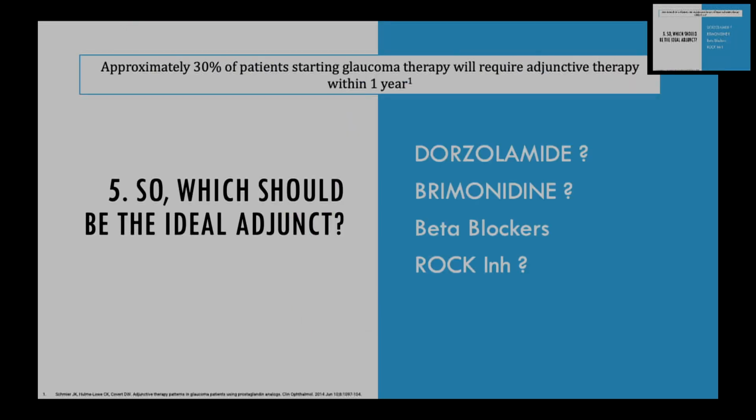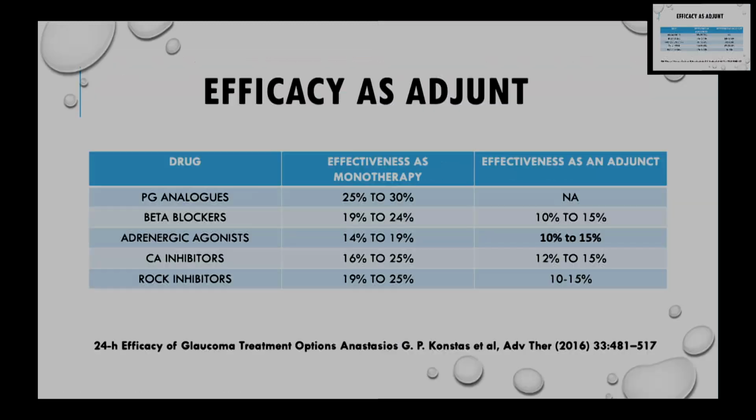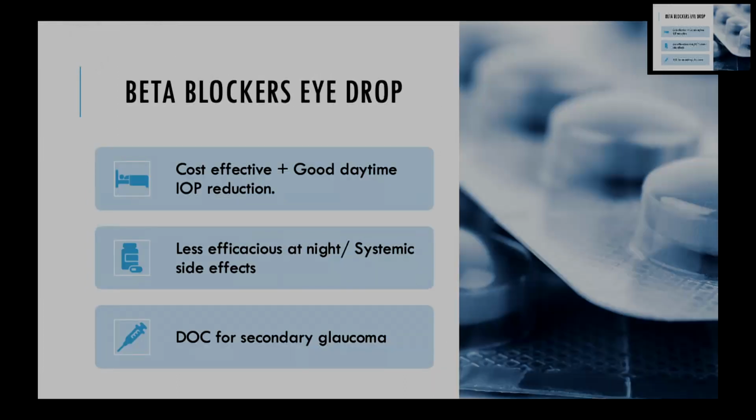Apart from prostaglandin, the best adjuncts we have are the carbonic anhydrase inhibitors, the brimonidine, beta blocker, and now we also have the ROCK inhibitor. There are various studies highlighting the efficacy of each drug, but overall the consensus is anything between 10 to 15% of extra IOP reduction you can get with an adjunct. All of them have their advantages and disadvantages.